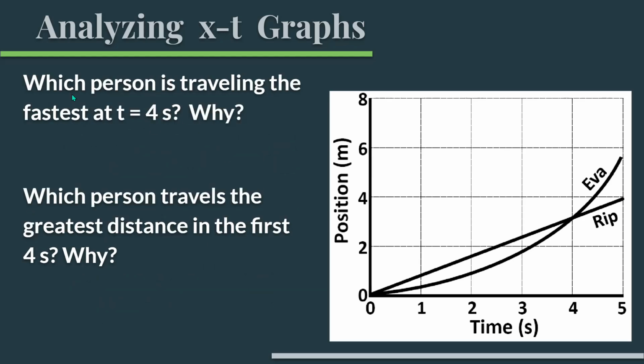All right, what about these two questions? Again, turn and talk to your neighbor if you're not sure. Which person is traveling the fastest at 4 seconds and why? Which person travels the greatest distance in the first 4 seconds and why? So again, turn and talk to your neighbor. I'm going to give you 25 seconds this time, and I'm going to call on somebody. So be ready. If you're not sure, ask them what they think.